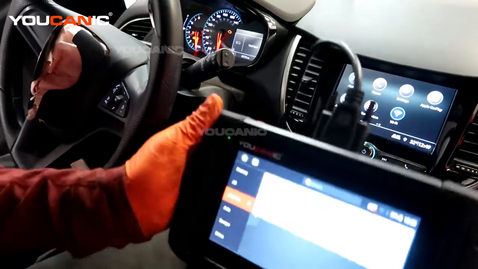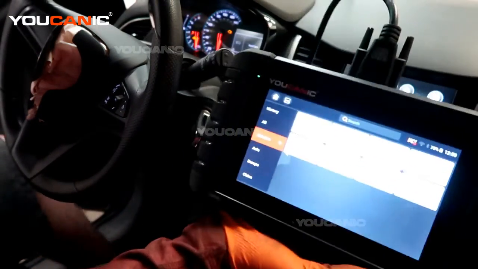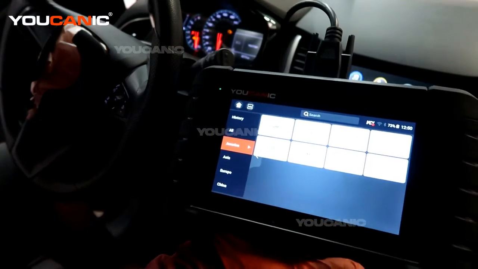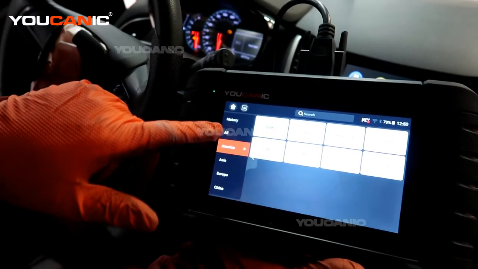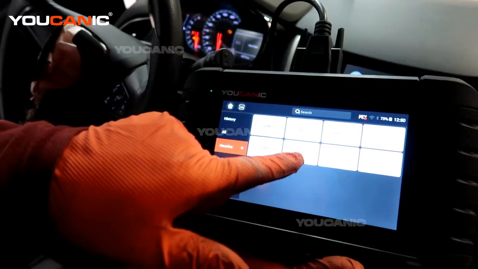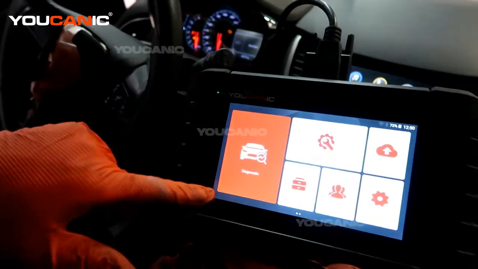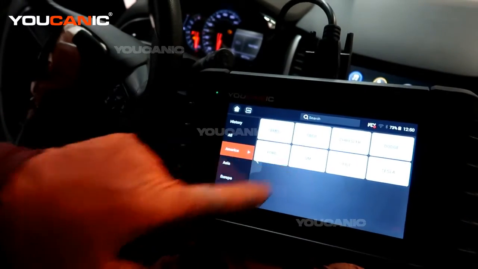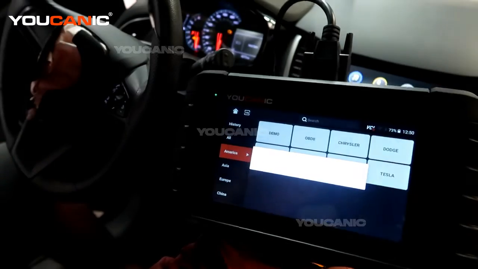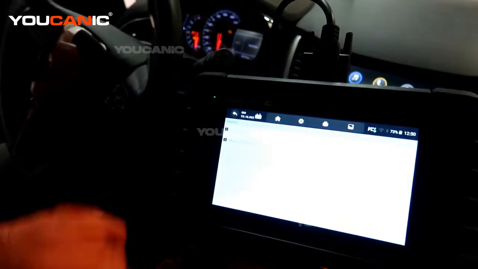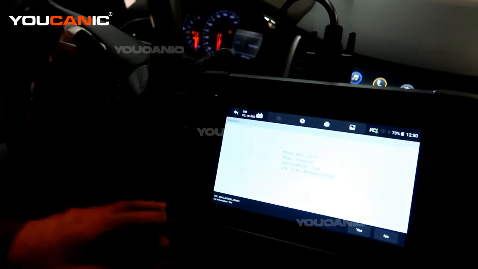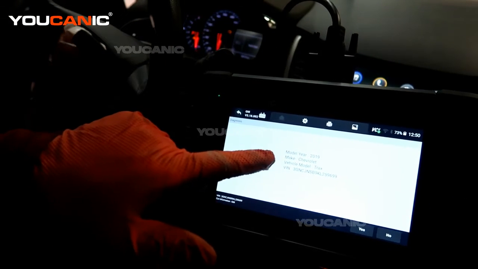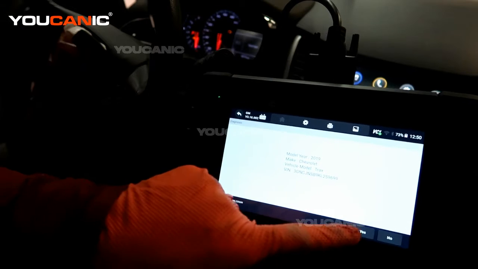So we have our OBD2 scanner hooked up. This is the YOUCAN2 OBD scanner. If you come from the home screen, you're going to go into Diagnostic, and we're going to pick the vehicle. We have a GM vehicle. Smart VIN will pick up the VIN of the vehicle through the communication of the OBD2. We do have a 2019 Chevy Trax.